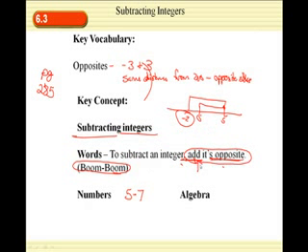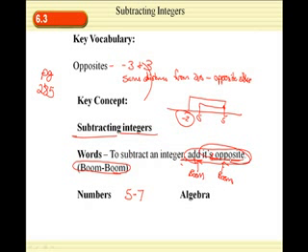The first boom is to change the subtraction problem to an addition problem. The second boom is to make the second number its opposite. So if it's 3, make it -3. If it's -3, make it +3.